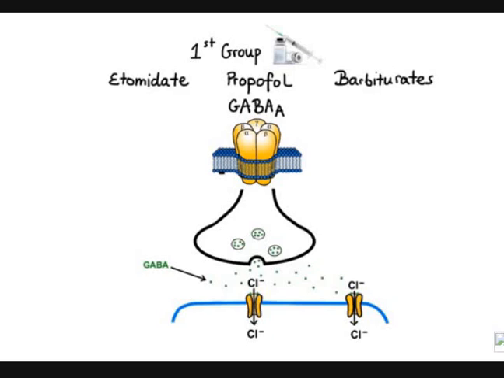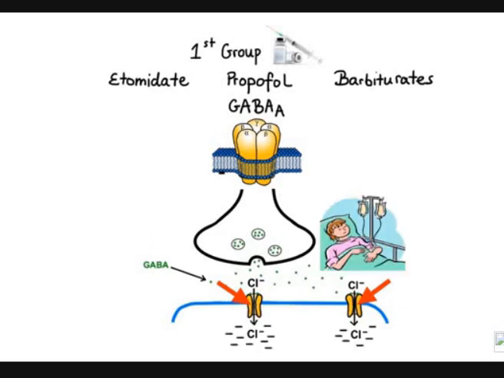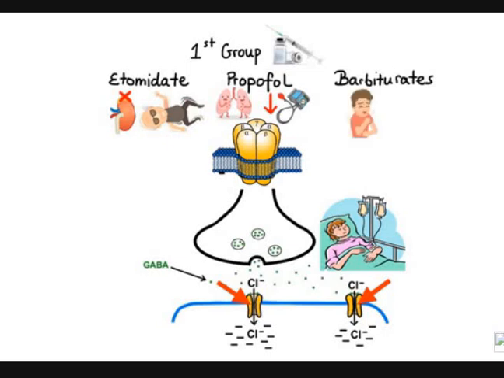So when etomidate, propofol, and barbiturates bind to specific sites on the GABA-A receptor, they prolong opening of the channel, suppress neuronal excitability, and thus promote unconsciousness. Now, when it comes to side effects, etomidate can cause adrenal suppression and transient skeletal muscle movements, including myoclonus. Propofol is known to cause respiratory depression and hypotension. Lastly, barbiturates can cause apnea, cough, and bronchospasms.